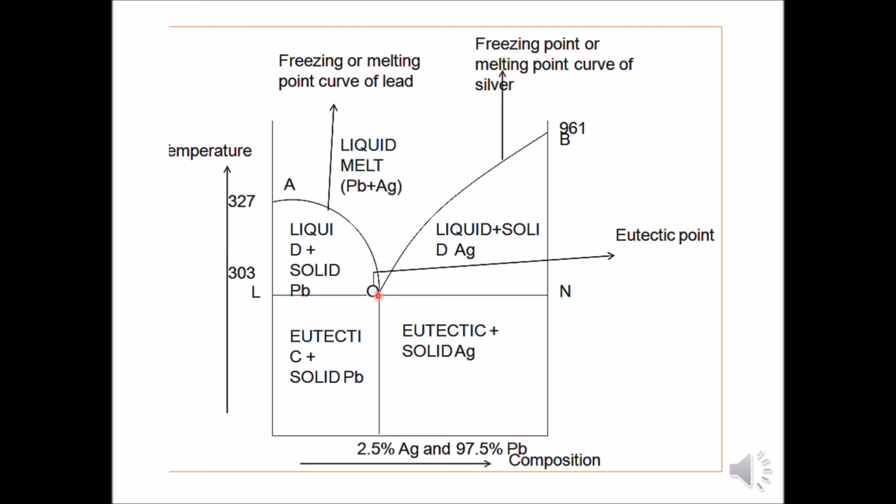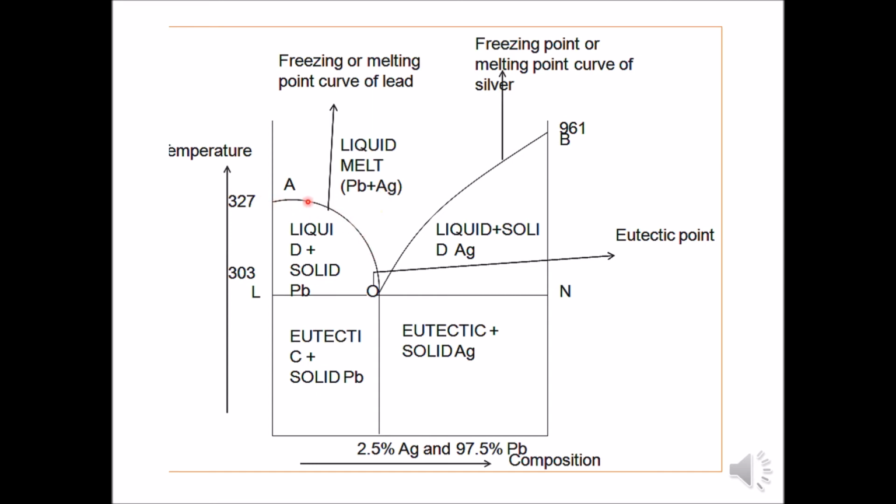So one more figure I will show you, but before starting that figure, first you have to see here, since this is the melting point of lead, above this temperature lead will be present in its melted form, and this is the melting point of silver. So above this temperature, in this area only liquid melt of silver and lead will be present. And on these curves, what is happening?